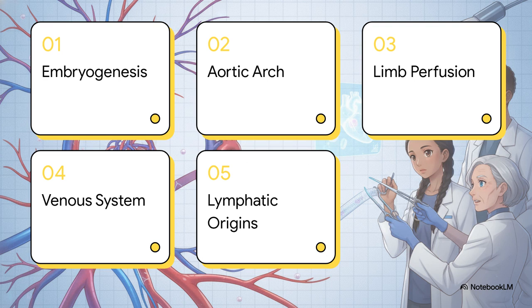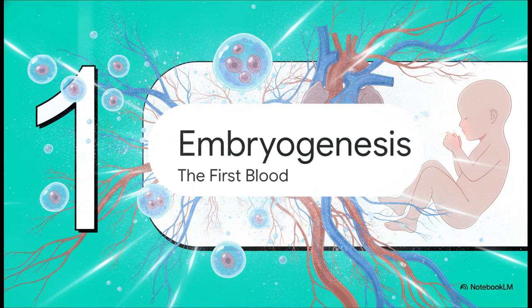Here is our briefing agenda for today. We'll be moving systematically through 5 key areas. Number 1, embryogenesis, the first blood. 2, architecting the aortic arch. 3, perfusion of the limbs. 4, mapping the venous system. And finally, 5, origins of lymphatic vessels. Let's jump right into Section 1, embryogenesis, the first blood.